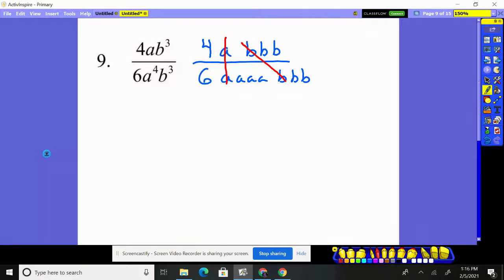Wait a second. I learned in elementary school, 4, 6. I can simplify that fraction. Both can be divided by 2. 4 divided by 2 is 2. 6 divided by 2 is 3. That gives me up top 2b squared. In the bottom, I have a 3. I have a. That's a what? To the third. And then I got a b squared.